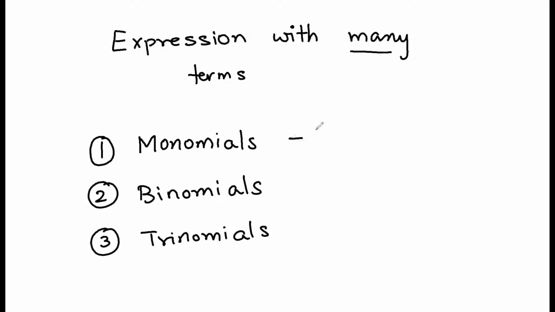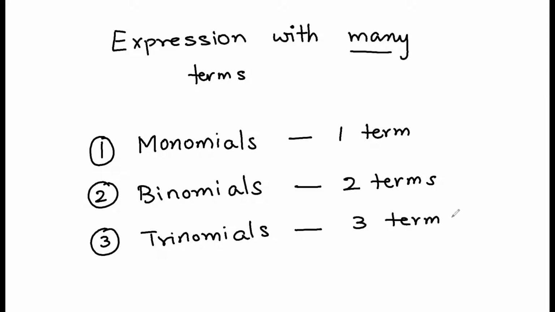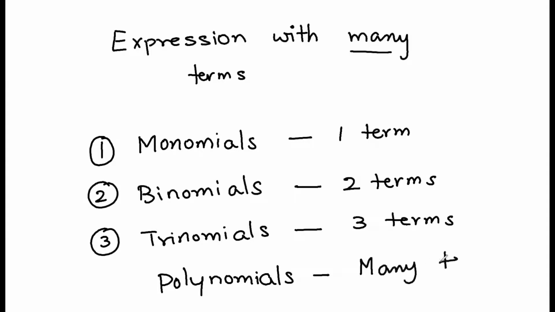A monomial is simply a mathematical expression with one term. So whenever the expression contains only one term, we call that a monomial. An expression with two terms is called a binomial, and an expression with three terms is called a trinomial. An expression with more than three terms, we simply call a polynomial. So polynomials are expressions with many terms.